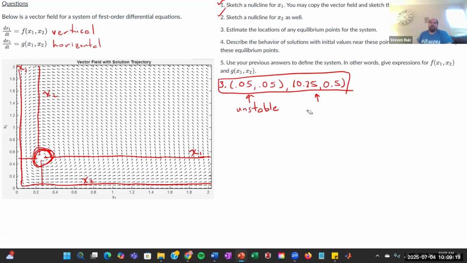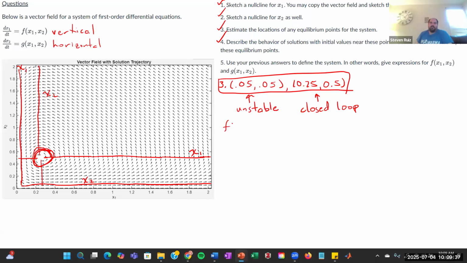So for right now, I'll put closed loop, with the promise that we'll give more specificity to what kind of equilibrium this is later. So that was 4. So for part 5, let's try to define the system.